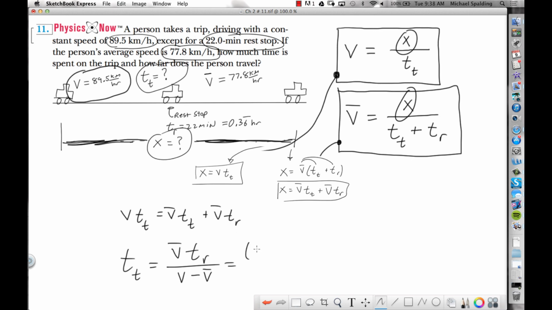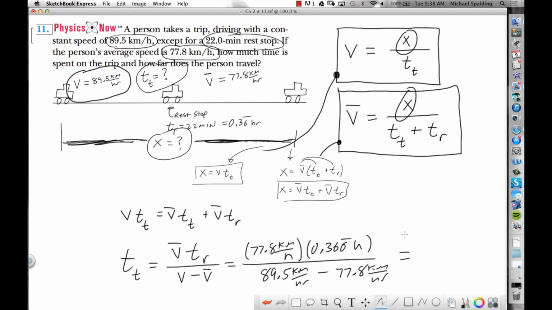Then we go, average velocity is 77.8 kilometers per hour. Time of rest is 0.366 repeating hours, divided by 89.5 kilometers per hour minus 77.8 kilometers per hour. You punch this into your calculator and you get time of travel equal to 2.44 hours, which is not the answer. That's not the answer, because what do they want?